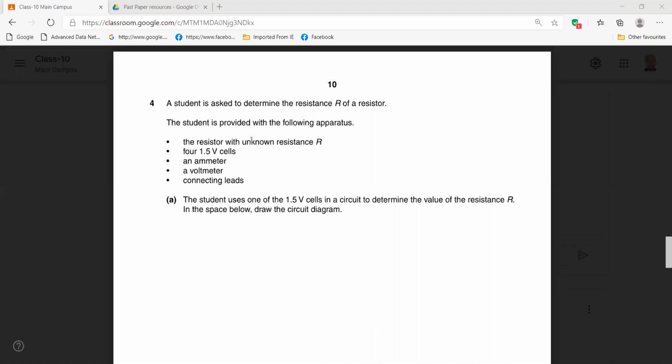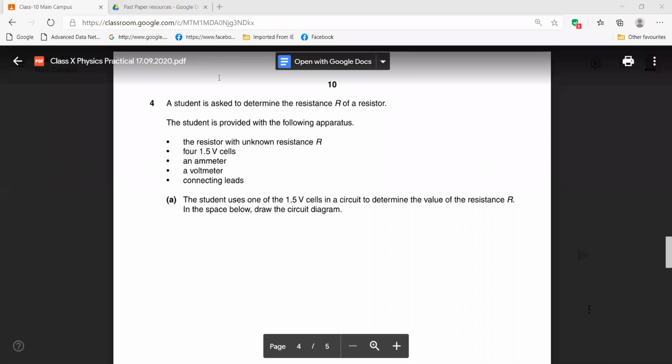So he has the unknown resistor R. He has ammeter. He has voltmeter. He has connecting leads. So how will he draw the diagram to get the resistance? You draw the circuit diagram. Can anyone draw? Let me try. Yes, please. Circuit diagram, okay.